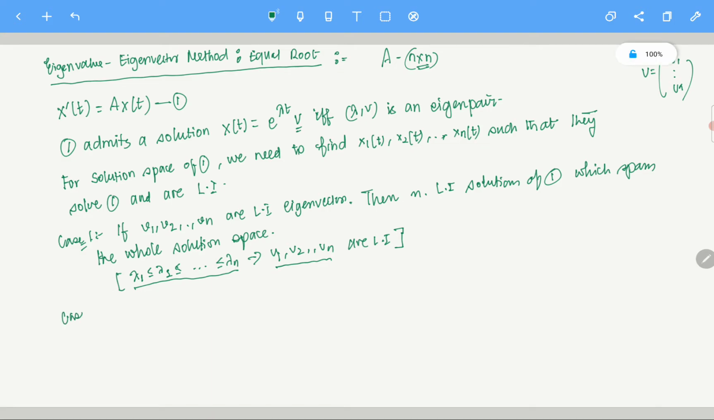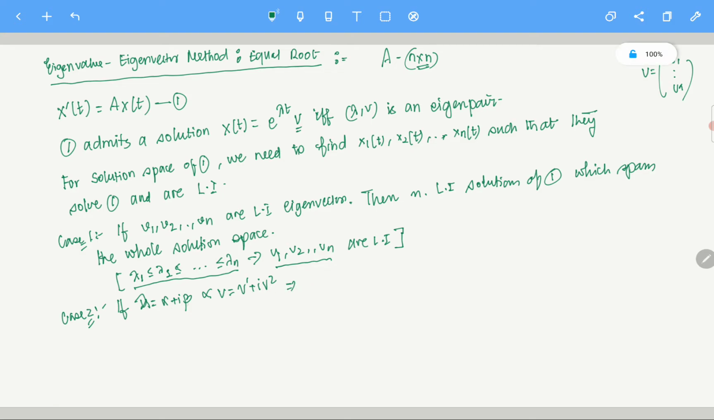Case 2, we have seen that if lambda is alpha plus i beta and v is v1 plus i v2, complex, then how do you find linearly independent solutions? It depends on the size of A, but the thing is exactly the same.